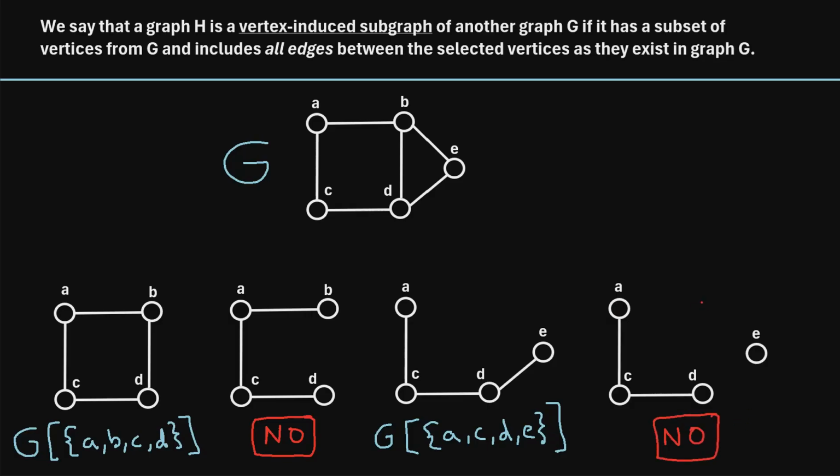So those were just a few quick examples of how to determine if a graph is a vertex-induced subgraph or not.